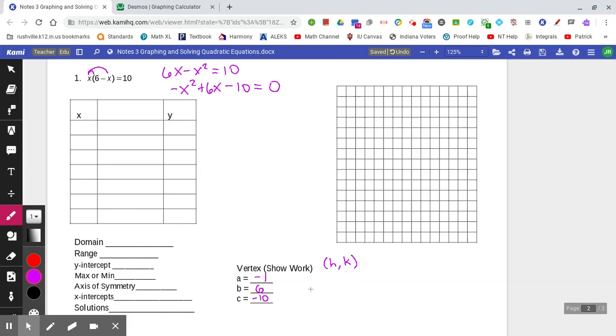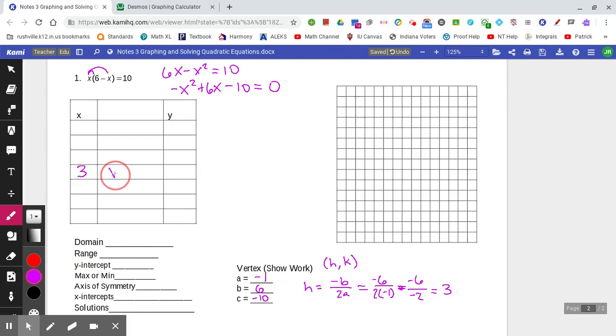You use the formula h is equal to negative b, or opposite b, over 2 times a. So when I plug these values into my formula, I get negative 6, so that was opposite 6, so negative 6 over 2 times a. So that'll be 2 times negative 1. So that's going to give me negative 6 over negative 2, and negative 6 divided by negative 2 would give me positive 3. All right, that is the x-coordinate of my vertex.